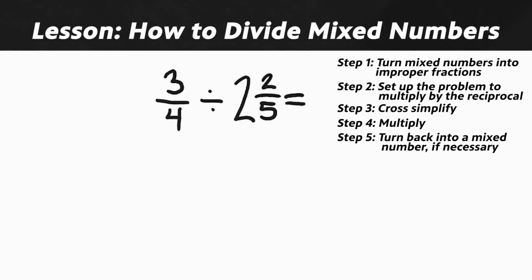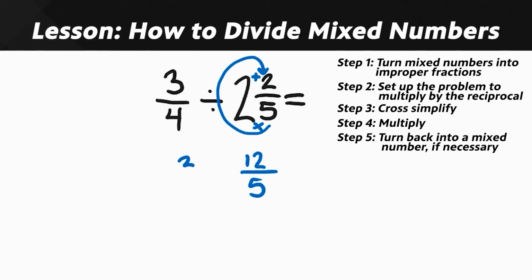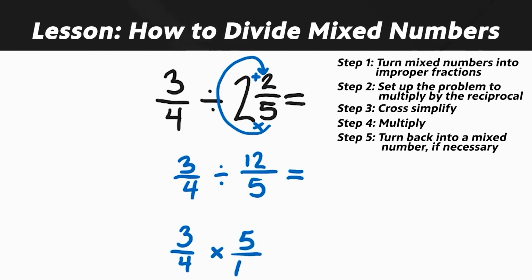For our second problem, let's make one of those numbers a regular fraction. On this one, we still have to turn the mixed number into an improper fraction, so we'll do that. 2 2/5 becomes 12/5. Now we've got 3/4 divided by 12/5. Next, we'll set up the multiplication problem with the reciprocal and write it as 3/4 times 5/12.